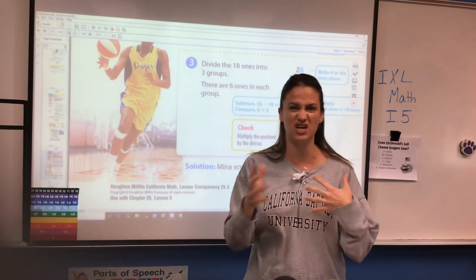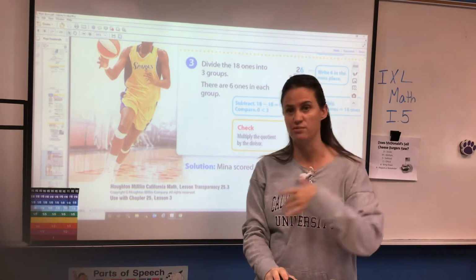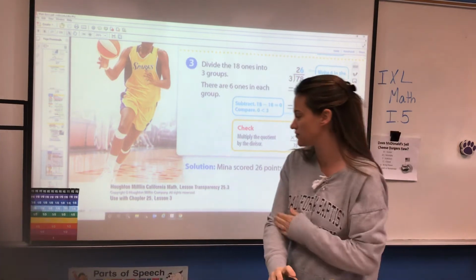I showed you this the other day, even including how to put the remainder back in. You add the remainder back in if you have one. This one didn't have a remainder.